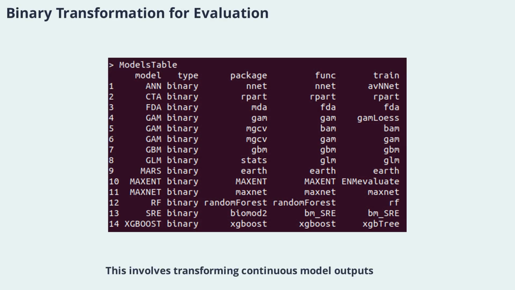This involves transforming continuous model outputs into presence or absence using a threshold. The optimal threshold is selected by maximizing the chosen evaluation metric. By systematically testing a range of thresholds, we ensure that the binary transformation accurately reflects model performance. This step is crucial for interpreting results and comparing models on a common scale.